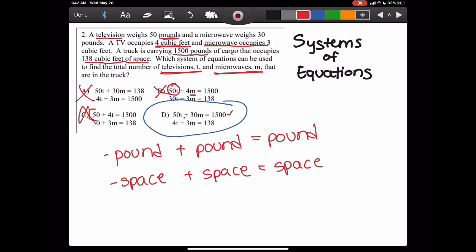Remember, if pound plus pound must equal pound, then in the second equation, space plus space must equal space. So we have 4T. T is for television. TV occupies 4 cubic feet. That checks out. M is for microwave, and microwave occupies 3 cubic feet. That checks out. Space plus space must equal space. In this case, 138 is associated with cubic feet of space. So the second equation checks out as well.